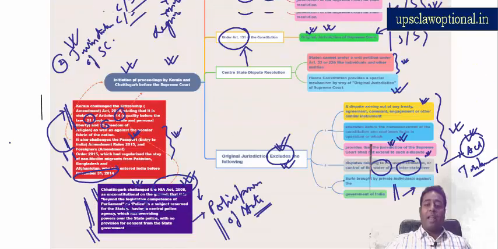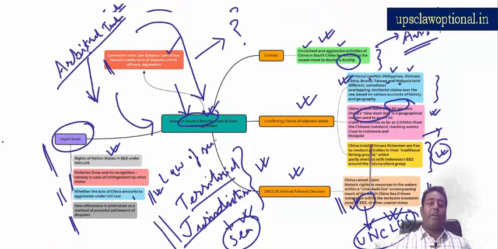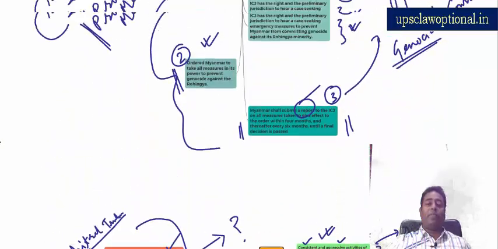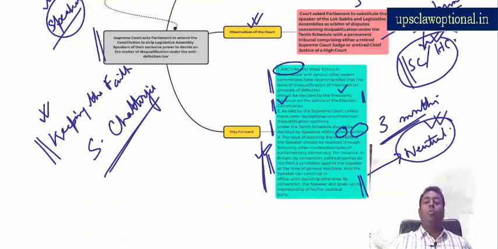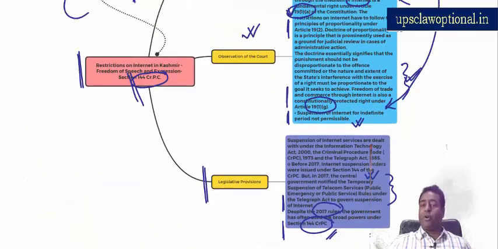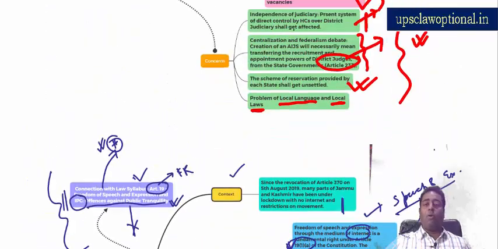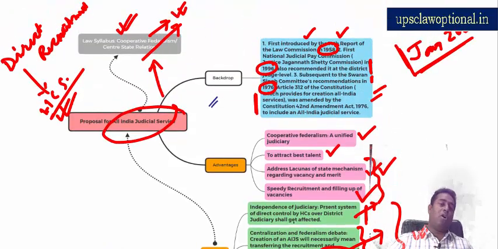Having said that, for the month of January 2020, we felt that those are the most important topics which have a substantial bearing on the law optional syllabus. So these are the topics we have discussed. Hope you have understood how current affairs should be approached as a student of law optional, and how to connect the law optional syllabus with current affairs.